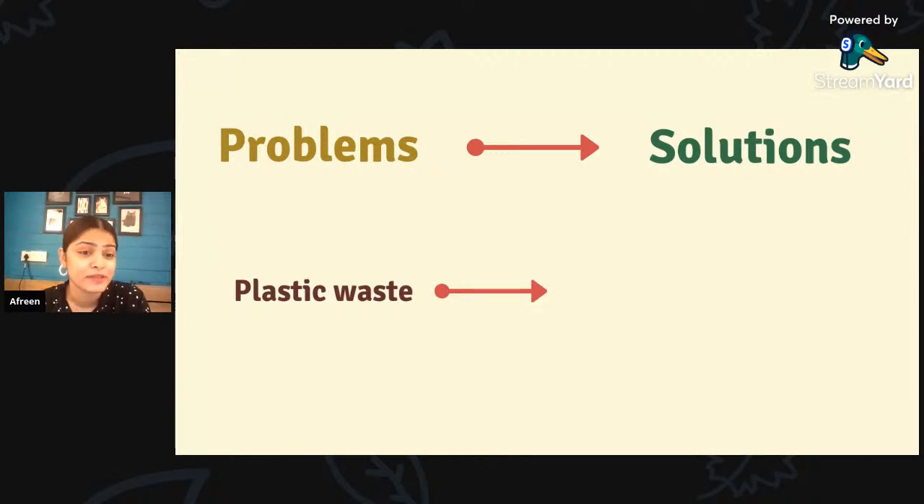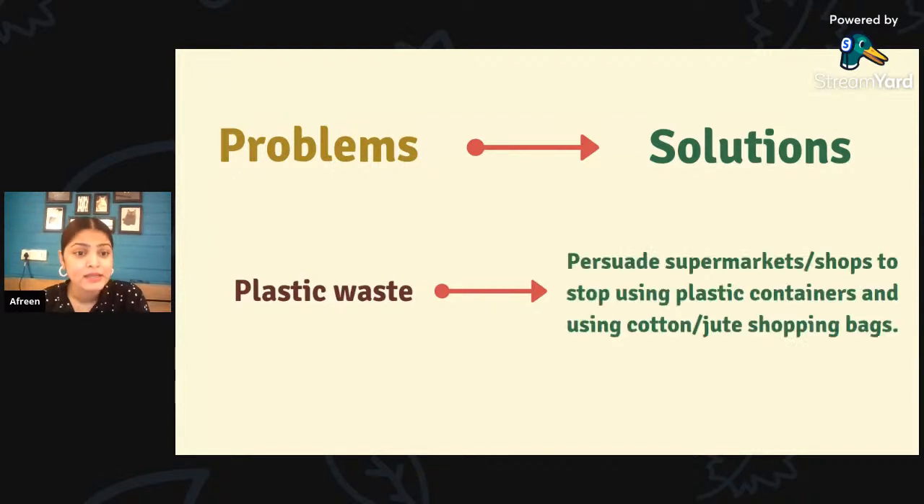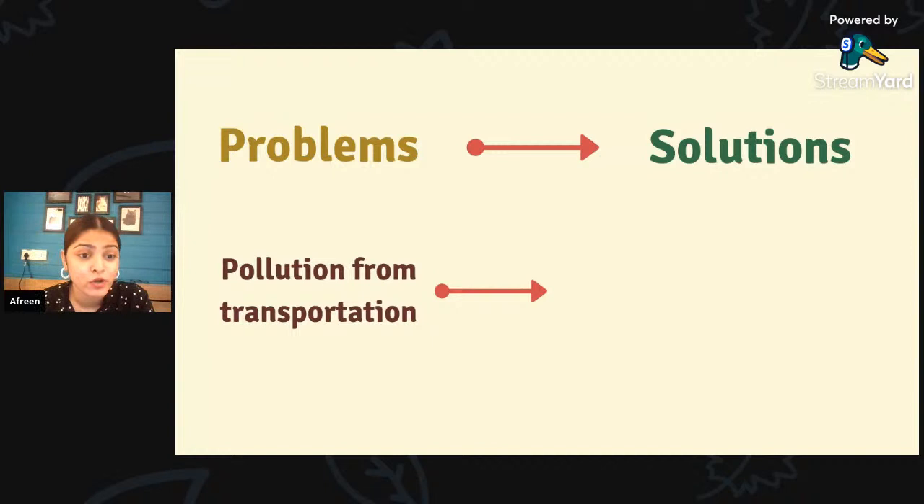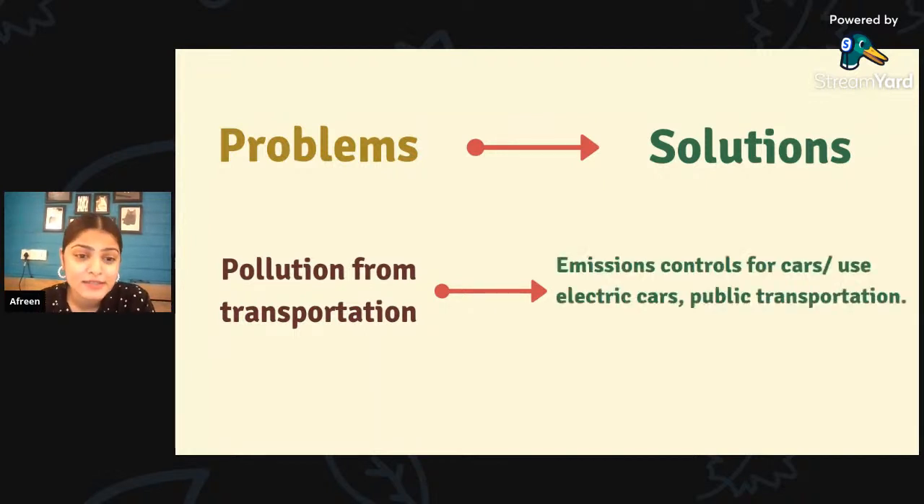The solution is simple. Can you tell us what? Keep typing your answers in the chat box. Correct. The solution is replace the plastic with paper, cloth, or jute. Next problem, pollution from transportation. Again, it has a very simple solution. Well done. So the solution is use public transport.